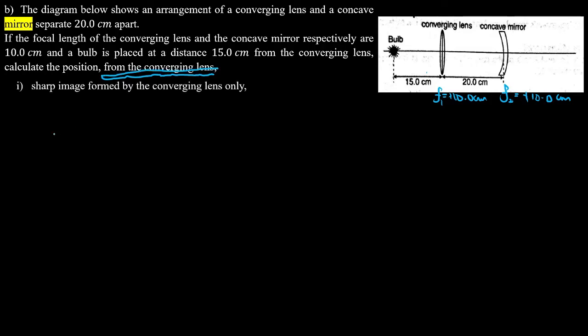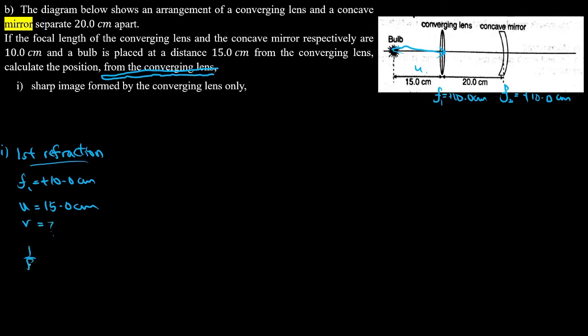The first question is the image formed by the converging lens. The converging lens undergoes refraction, so this is the first refraction, where your f is positive 10.0 cm, while your u, look carefully, must be measured from the converging lens to the object. So this distance is u equal to 15.0. It's a real object, so it's a positive value. Then you get your v.